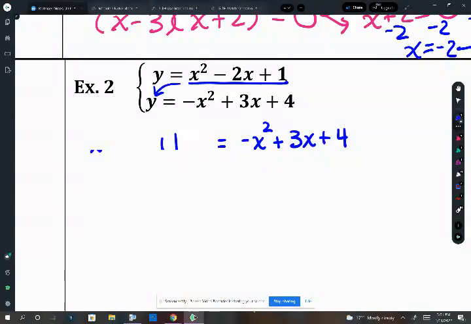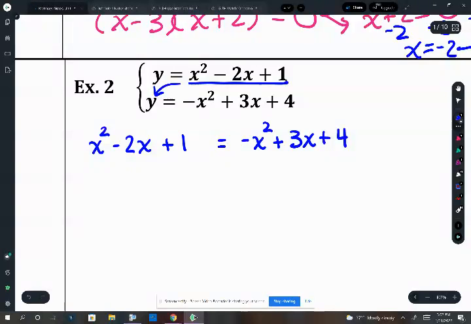And let's erase this side and hope that if I do it again, it will show up. So we're going to go x squared minus 2x plus 1 is equal to the negative x squared plus 3x plus 4. And then we're going to bring everything to the same side.